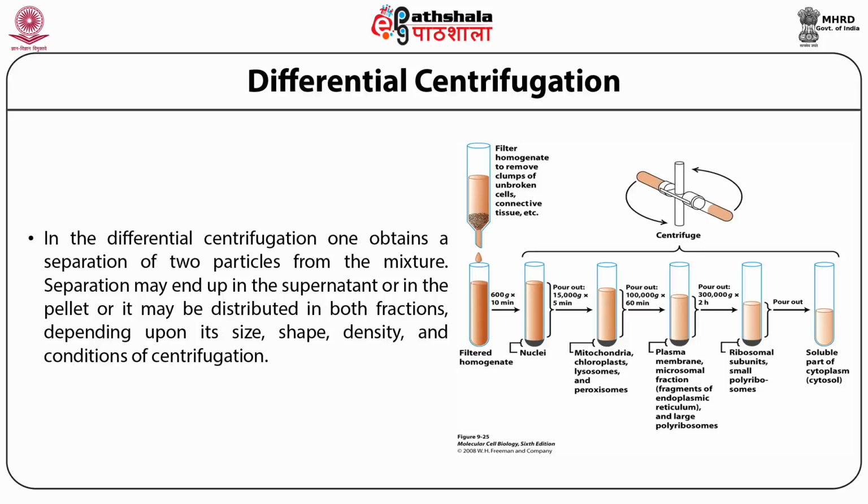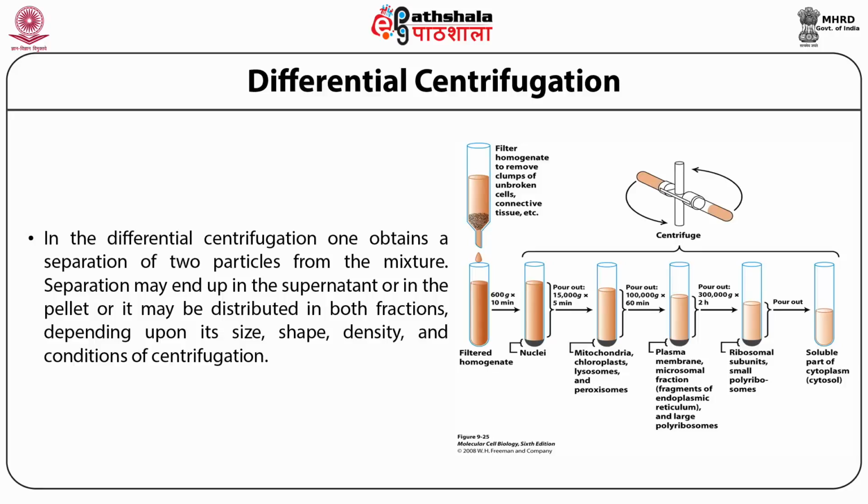Then you take out the supernatant, put it in a different tube and centrifuge again at 15,000 g for 5 minutes. You can see that other cell organelles like mitochondria, chloroplasts, lysosomes and peroxisomes are settled. Then you take out the supernatant and centrifuge again at 1 lakh g, and you find that the smaller components like the plasma membrane, microsomal fraction, fragments of endoplasmic reticulum and large polysome bodies are separated.